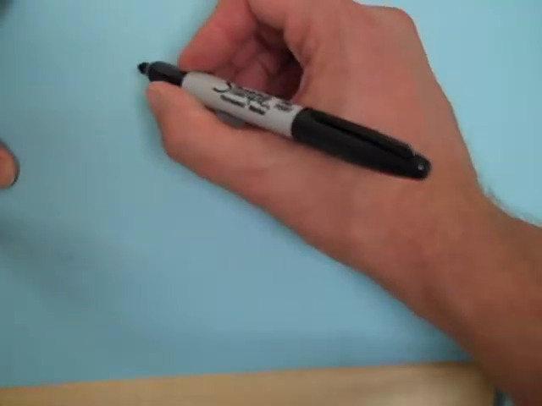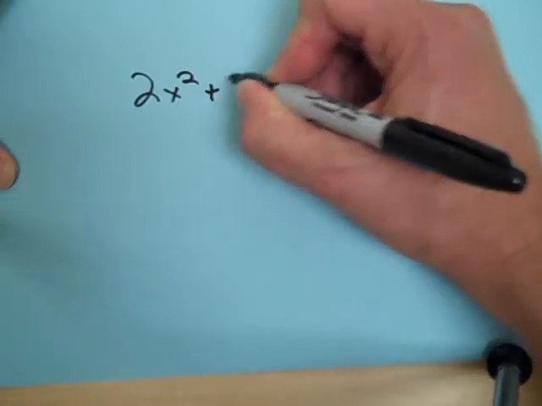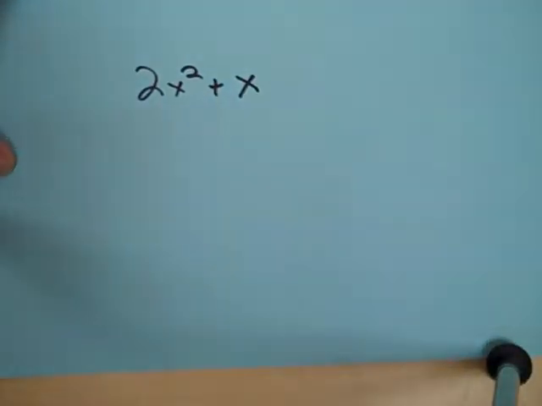I'm going to flip her over, and let's go to a new sheet. That's going to look better. We'll have that on the other side. So let's see. Let's say we were going to represent here a 2x squared plus x. Okay, we can do that.